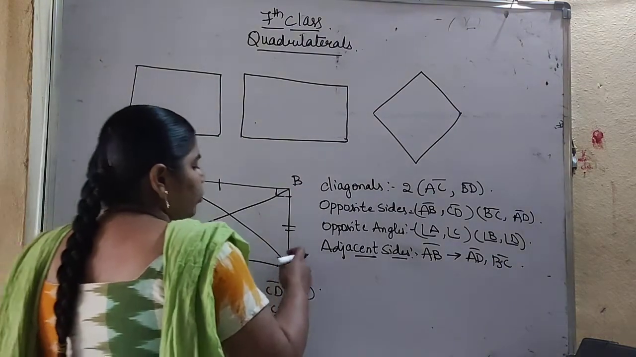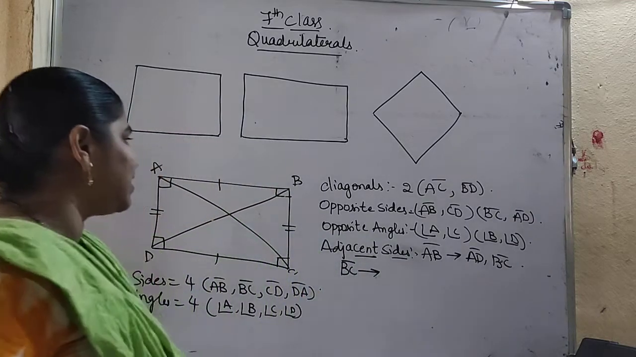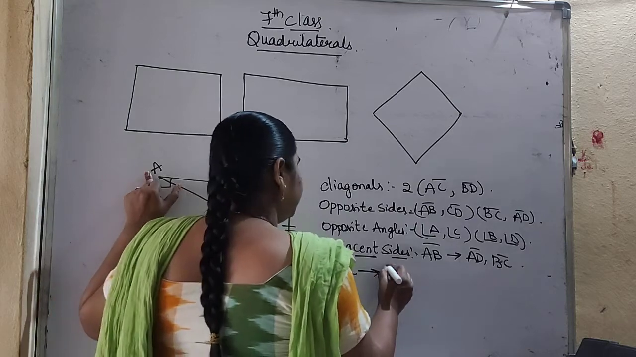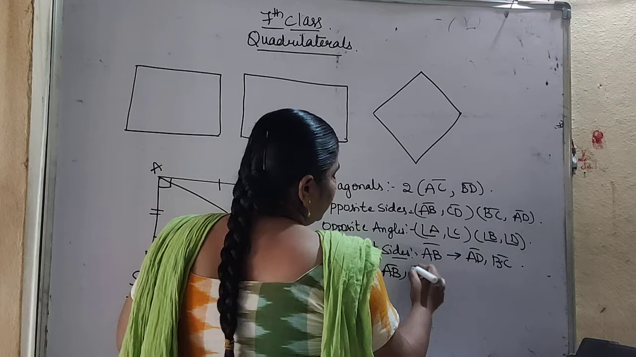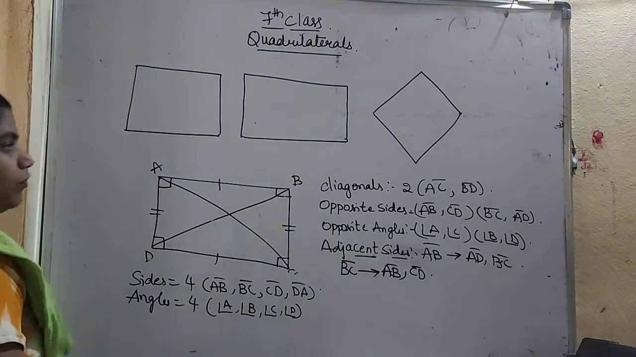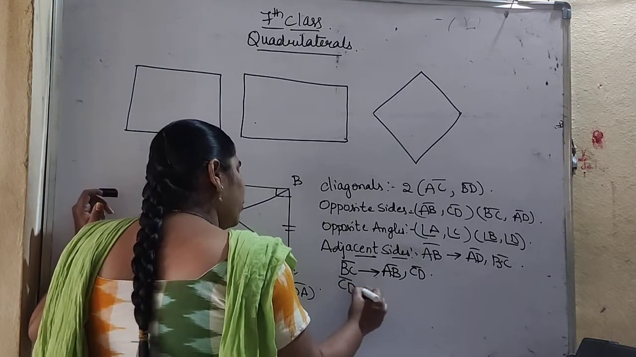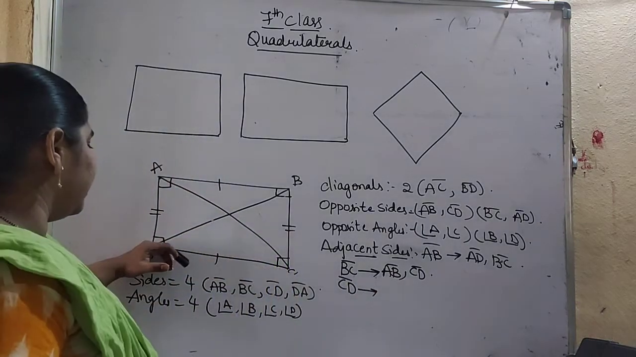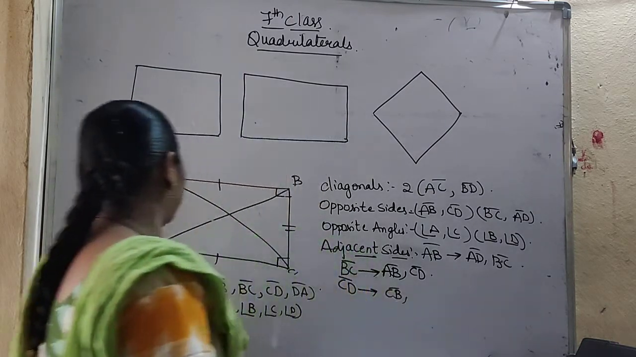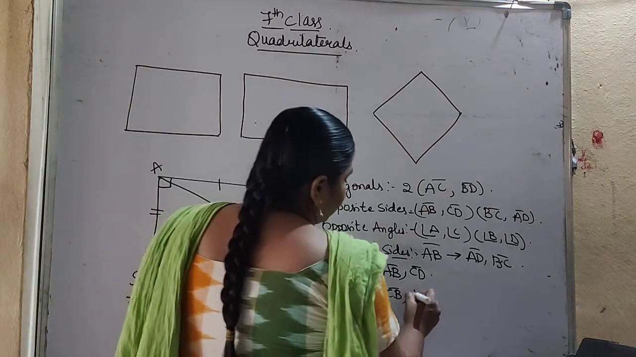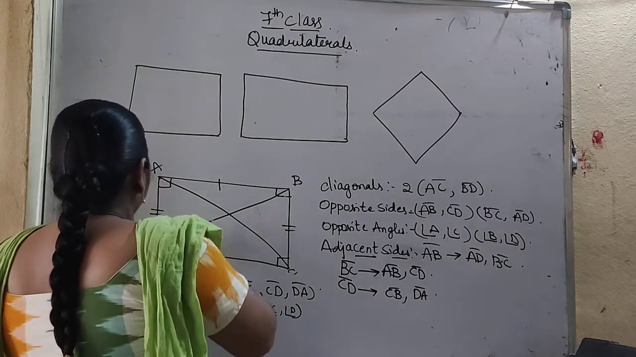Next, for BC, what are the adjacent sides? For BC line segment, AB line segment and CD line segment are the adjacent sides. Now we have to check for CD. For CD, what are the adjacent sides? CB is adjacent as well as DA is also adjacent. So these are the adjacent sides. Next is AD.